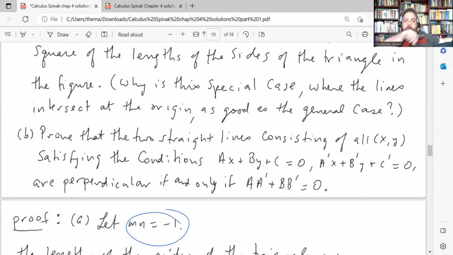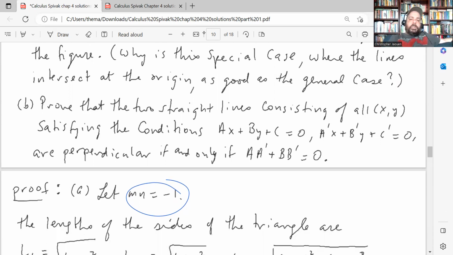Then part B says prove that the two straight lines consisting of all (x, y) satisfying the conditions ax plus by plus c equals 0, a prime x plus b prime y plus c prime equals 0 are perpendicular if and only if a a prime plus b b prime is 0. All right, this is a biconditional statement because of the if and only if, so we have to actually do this in both directions. We have to do the forward and the reverse direction. So let's do that.